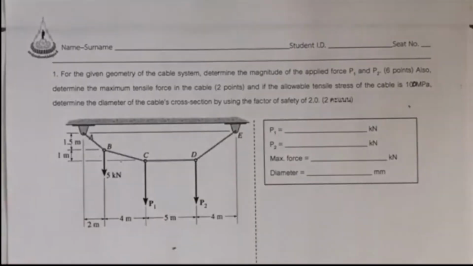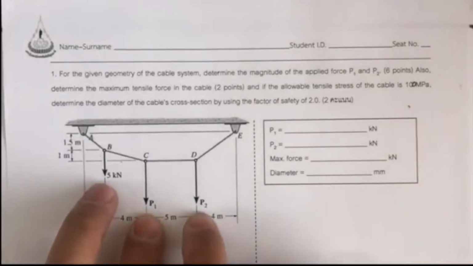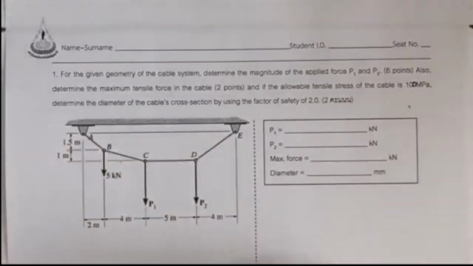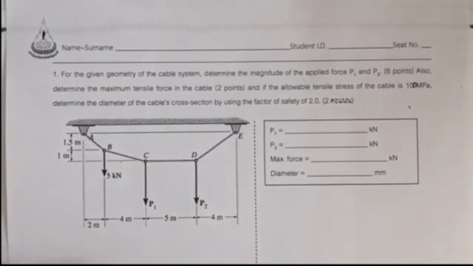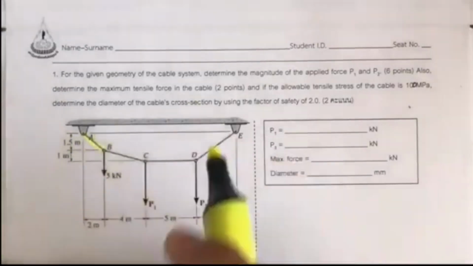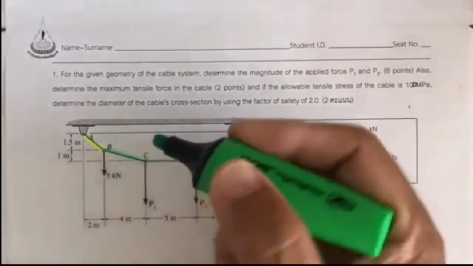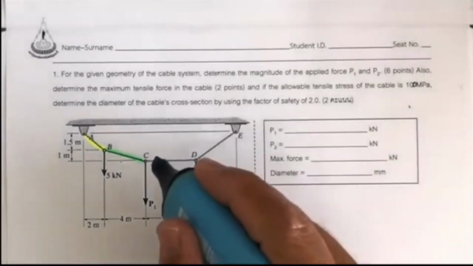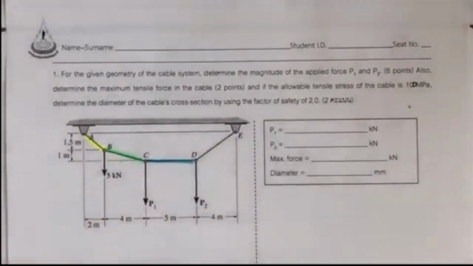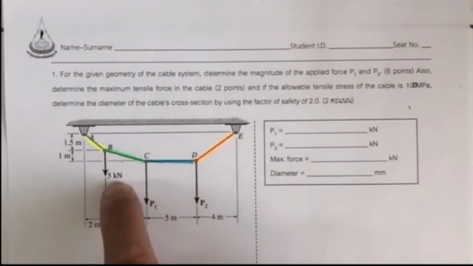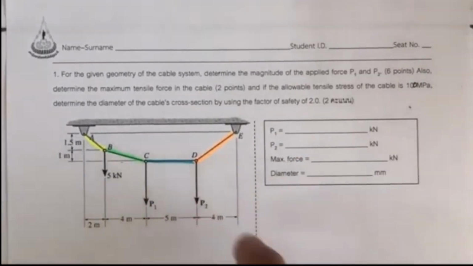Hello, my student. In this clip, I'm going to show you how to solve the cable subjected to the concentrated force. The cable we have here has the joints A, B, C, D, and E, with a pin support at A and a pin support at E. Let me keep the color of the cable like this. AB is yellow, BC is green, CD is light blue, and the last one, DE, is orange. The cable is subjected to 5 kN at B, P1 at C, and P2 at D.